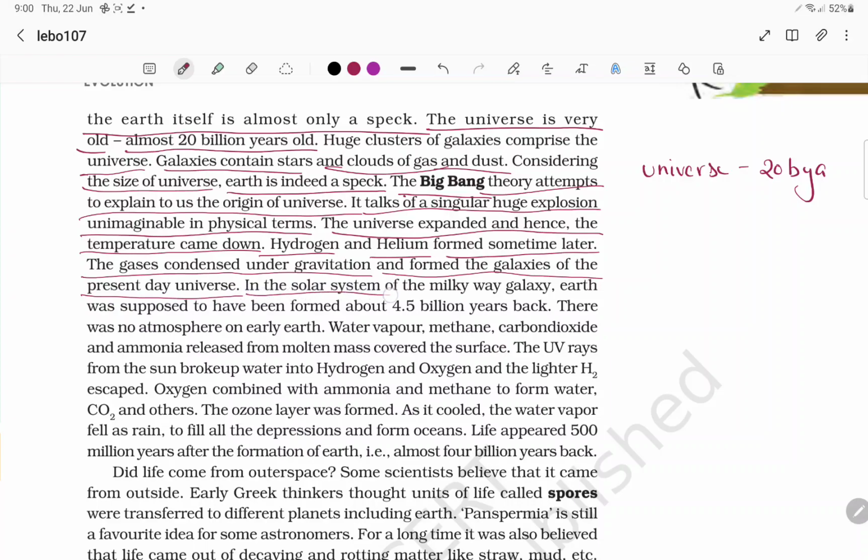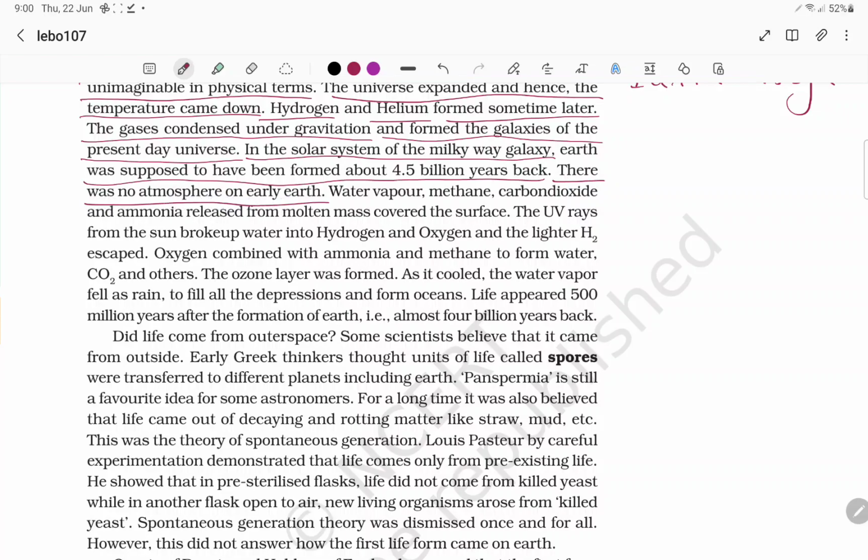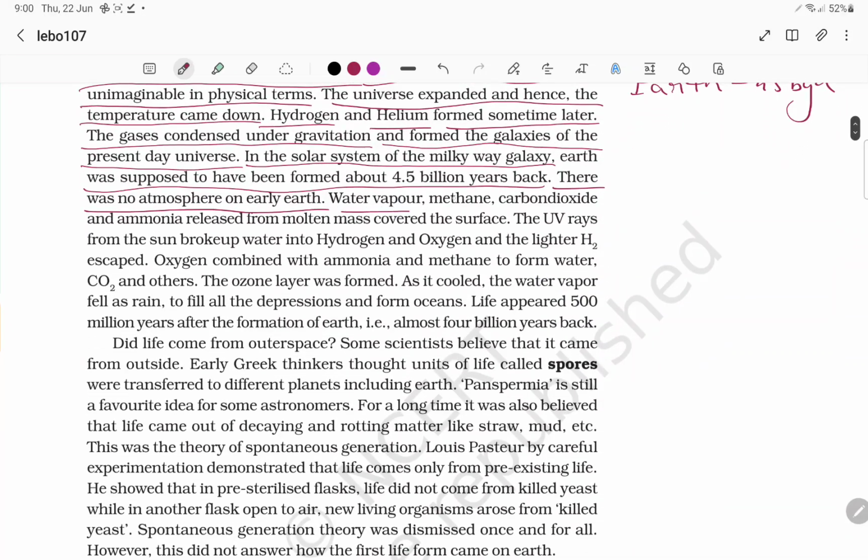Okay, so the solar system is in the Milky Way galaxy. In the universe we have many galaxies. Earth was supposed to be formed 4.5 billion years ago. The universe is 20 billion years old. Earth is formed 4.5 billion years ago. There is no atmosphere early on Earth. Water vapor, methane, and H2O, CH4, carbon dioxide, and ammonia, NH3.